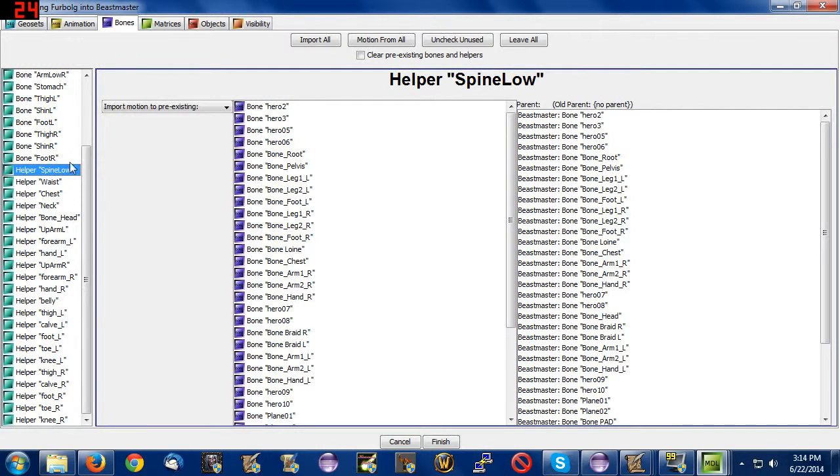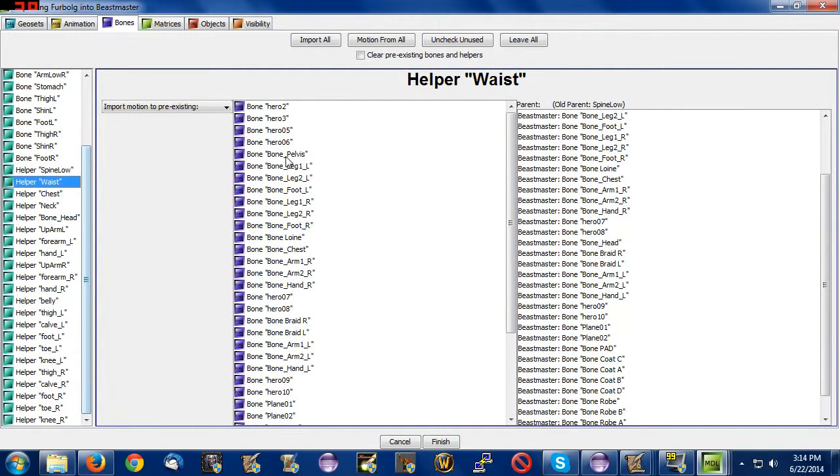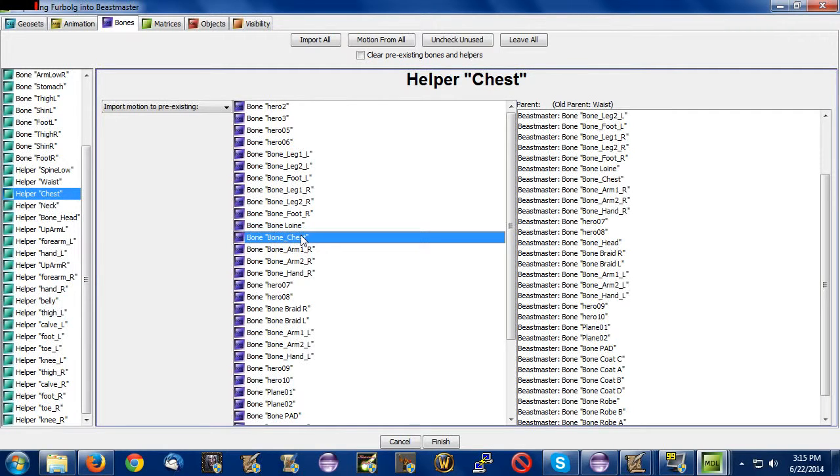So we could take spine low. When I first did this, when I was practicing before this video, I chose to attach spine low to root because I figure its spine is attached to nothing. It sort of corresponds to the center of the model because the rest of the entire motion structure is probably relative to this spine bone. So I put that on the root because the root is the center of the structure of the Beastmaster. The waist here, I figure the waist and the pelvis are about the same, so those seem like a pretty good match. The chest over here, the chest of the Furbolg is going to be about his center, probably about the center of the Beastmaster.